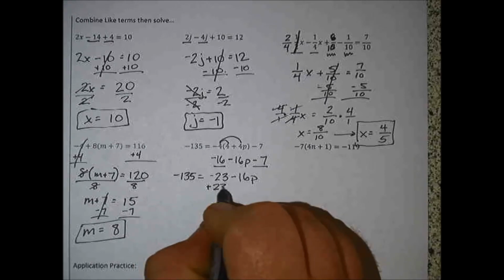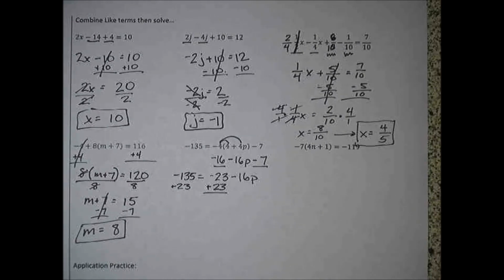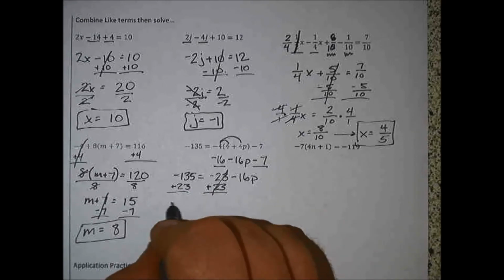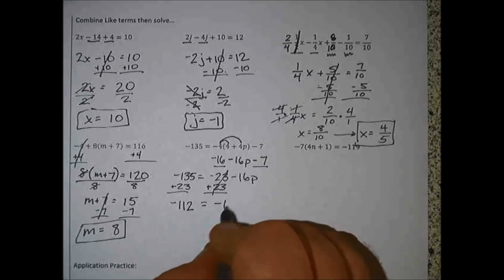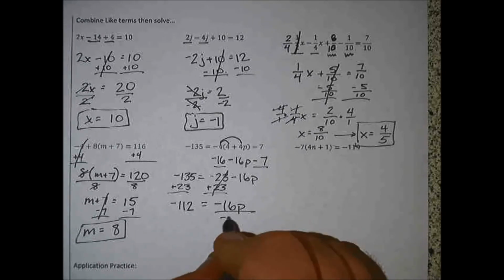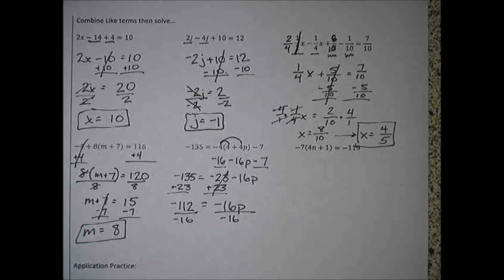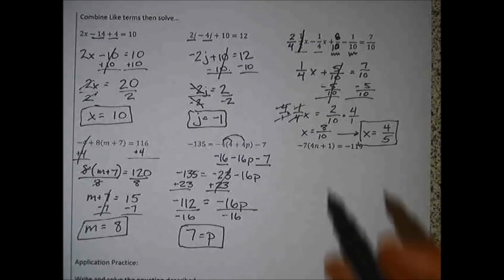All right, I'm going to add the 23 on both sides. I'm just going to check it out real quick. Cross those out. I have a -112 equals -16p. Divide by -16. Use a calculator. I promise it helps out a lot. And we get 7 equals p. Hopefully that's what you got, even if you did it the other way.